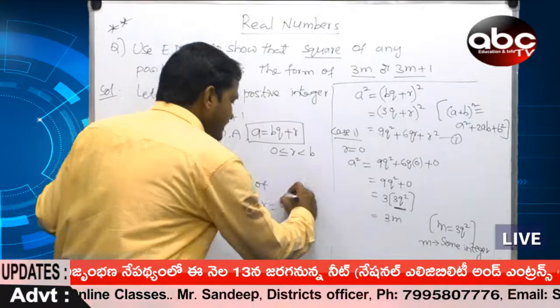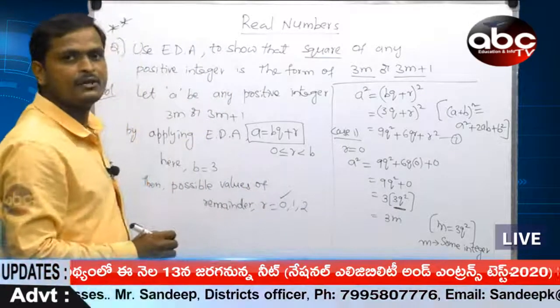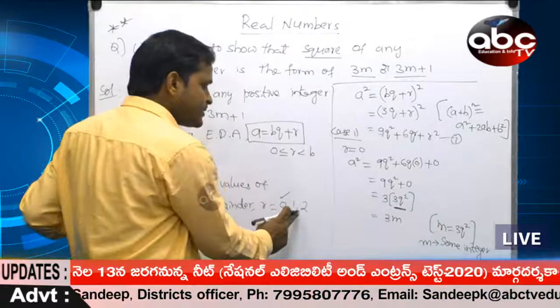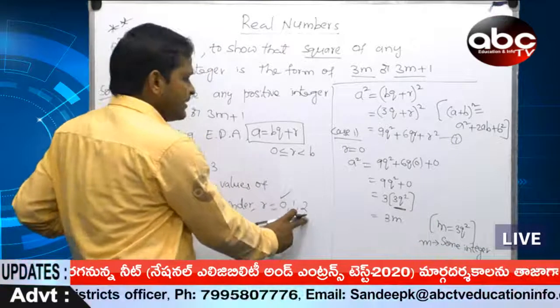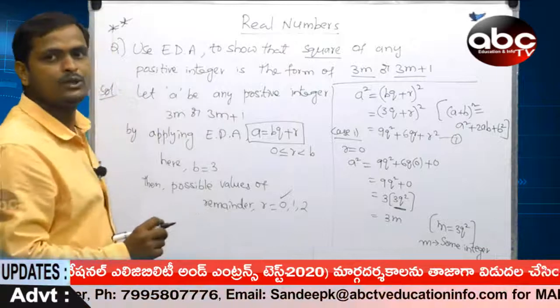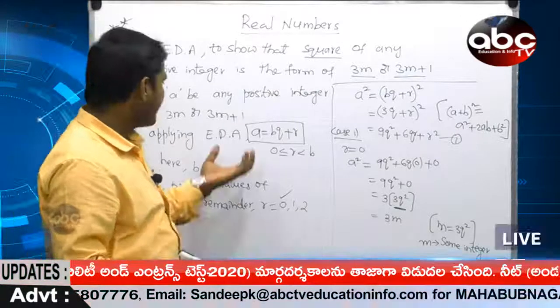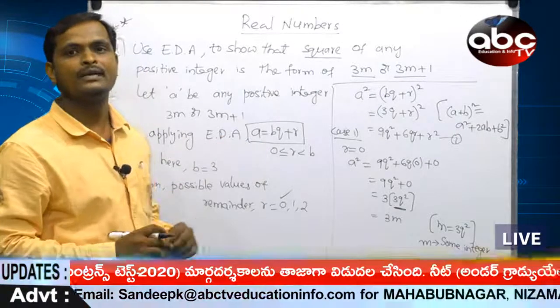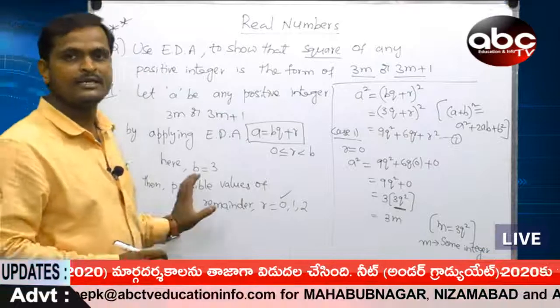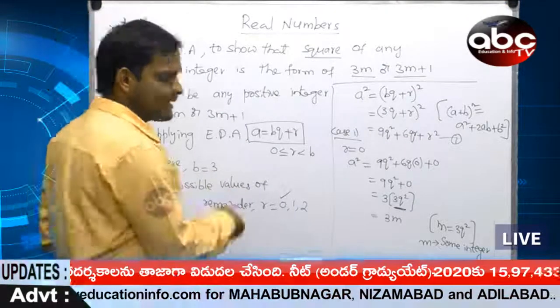Now we completed case 1, that is r = 0. Next, case 2: r = 1, and case 3: r = 2. Then how to verify it? By using the Euclid division technique. Is it clear, students? Now case 2.